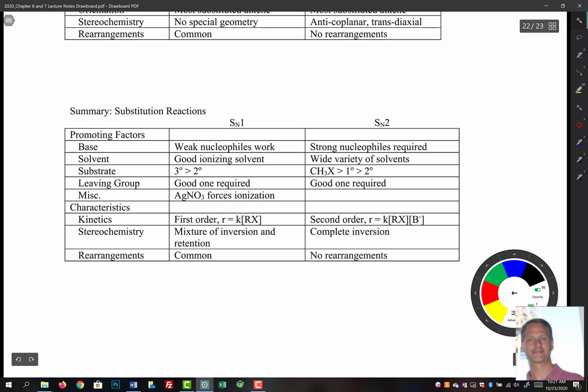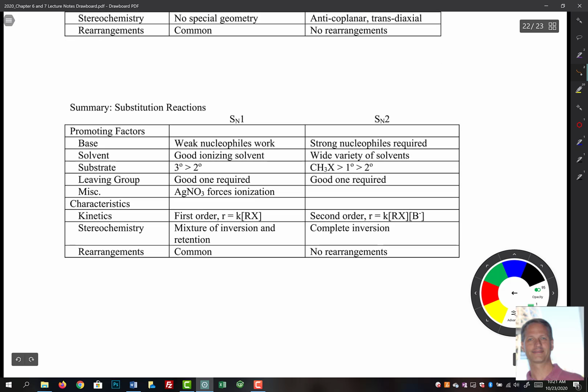Now, as far as our summary of substitution reactions are concerned, promoting factors, well, for the base, we should call it base/nucleophile here. So weak nucleophiles work for an SN1, strong nucleophile required for an SN2. As far as the solvent for SN1, we want something that promotes ionization so that that carbocation can form. For SN2, a wide variety of solvents. Typically, though, we like to see polar aprotic solvents for SN2. Remember, we don't want to solvate the anions, right?